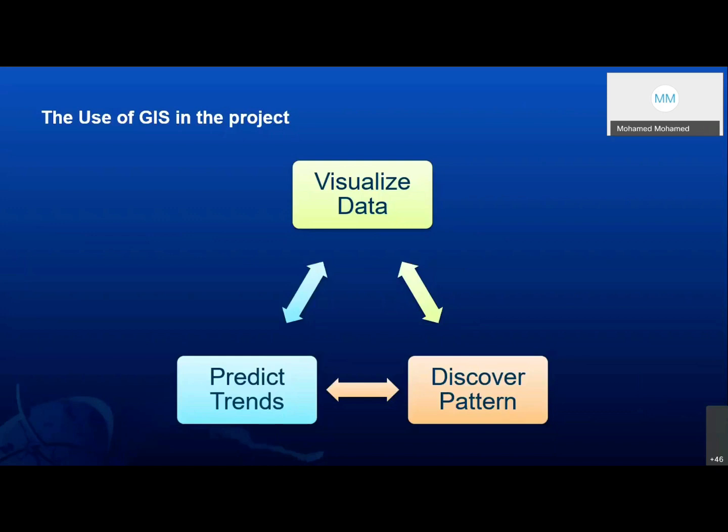Then we use GIS for three things: visualizing data, creating the maps and the visualizations, and doing the analysis, and then discovering patterns, what actors have emerged, what actors have transformed, and then to predict trends. And here we developed an early warning system to see what areas need intervention, if it's emergent, and what actors are emerging.